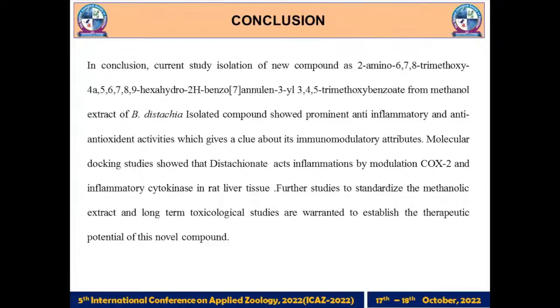Conclusion. In conclusion, the current study isolated a new compound, 2-amino-6,7,8-trimethoxy-4a,5,6,7,8,9-hexahydro-2-hydroxybenzo aniline-3-ol 3,4,5-trimethoxybenzoate, from the methanol extract of Brenia distachia. The isolated compound showed prominent anti-inflammatory and antioxidant activities, which gives a clue about its immunomodulatory attributes. Molecular docking studies show that this distachionate treats inflammation by modulating COX-2 and inflammatory cytokinase in rat liver tissue. Further studies to standardize the methanolic extract and long-term toxicological studies are warranted to establish the therapeutic potential of this novel compound.